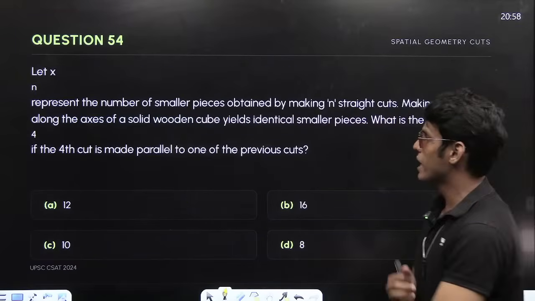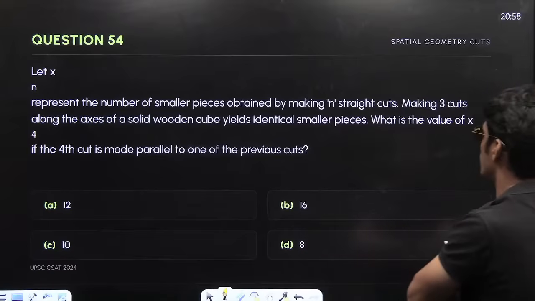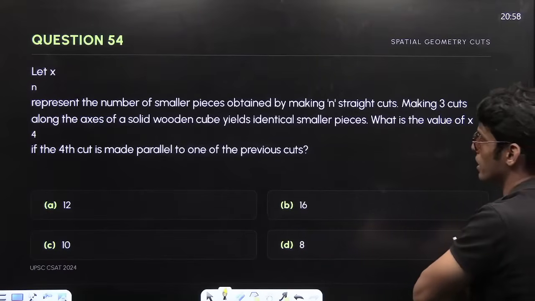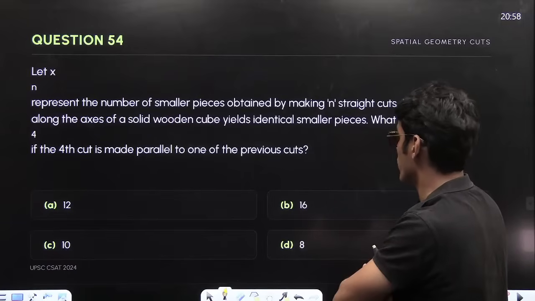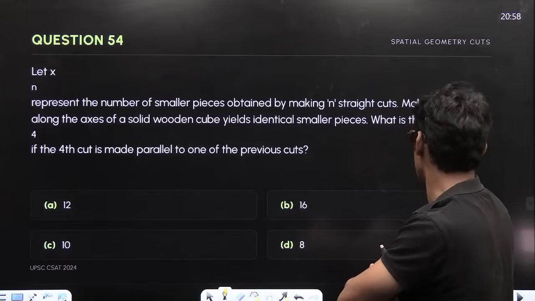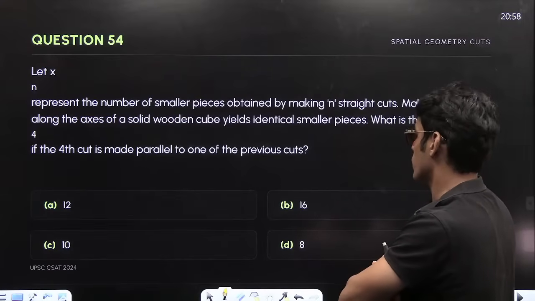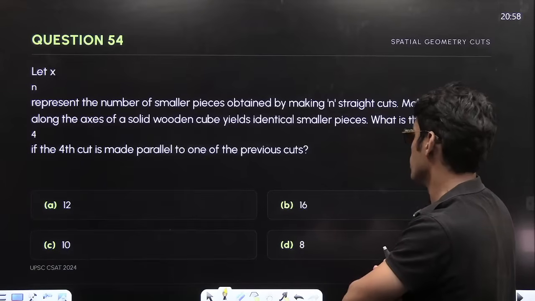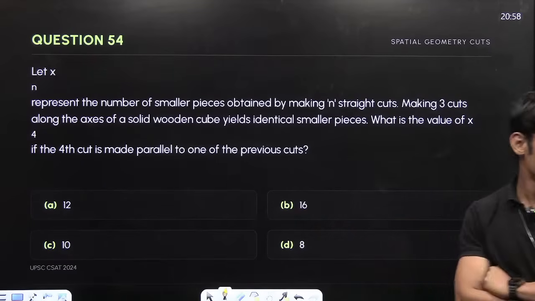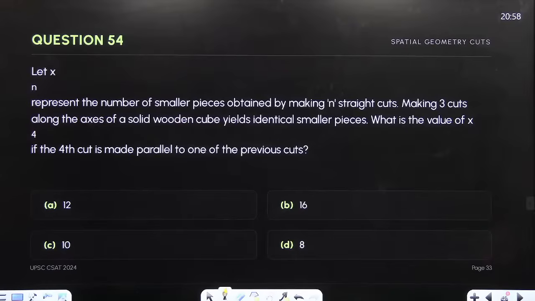Now, let X represent the number of small pieces obtained by making n straight cuts. Making 3 cuts along the axis of a solid wooden cube yields identical smaller pieces. What is the value of X4 if the 4th cut is made parallel to one of the previous cuts? Now, this language is also incorrect, I think. What is the language of this problem? Let me see.